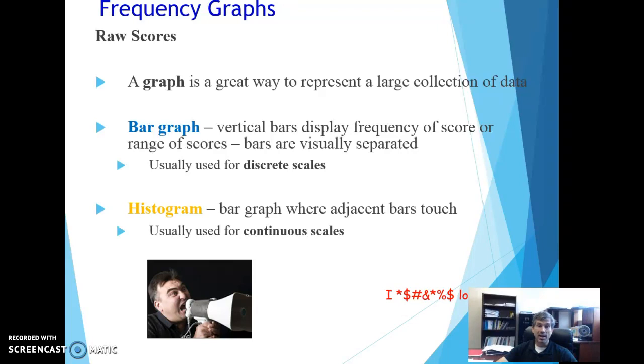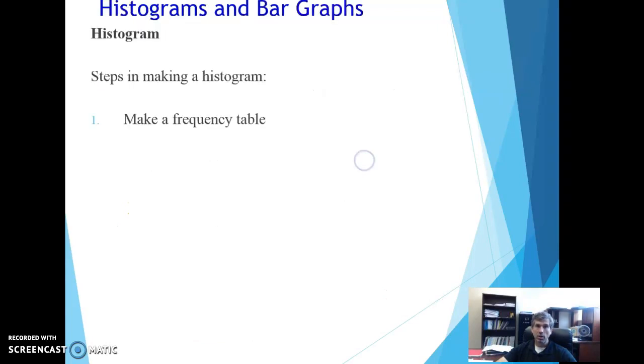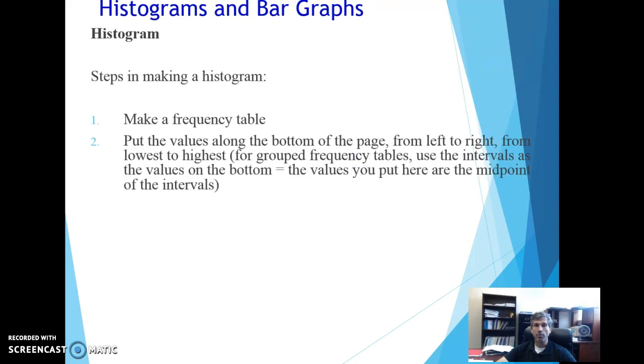So they are made identically except for that visual gap, and again, we add that visual gap in a bar graph because we're displaying discrete data. We eliminate that gap in a histogram because we're displaying continuous data. So here's how we make a histogram, and of course a bar graph is going to be exactly the same, just with visual gaps. First, make a frequency table. We already learned how to do that.